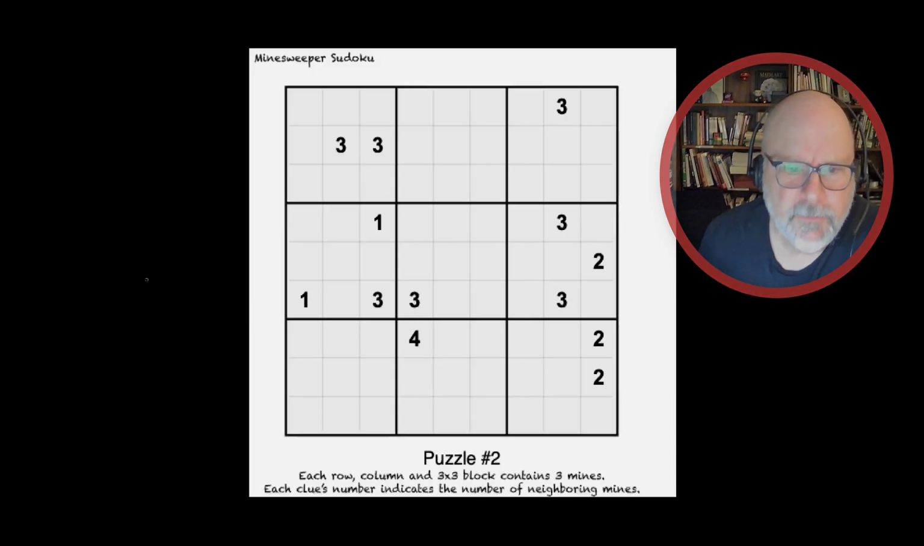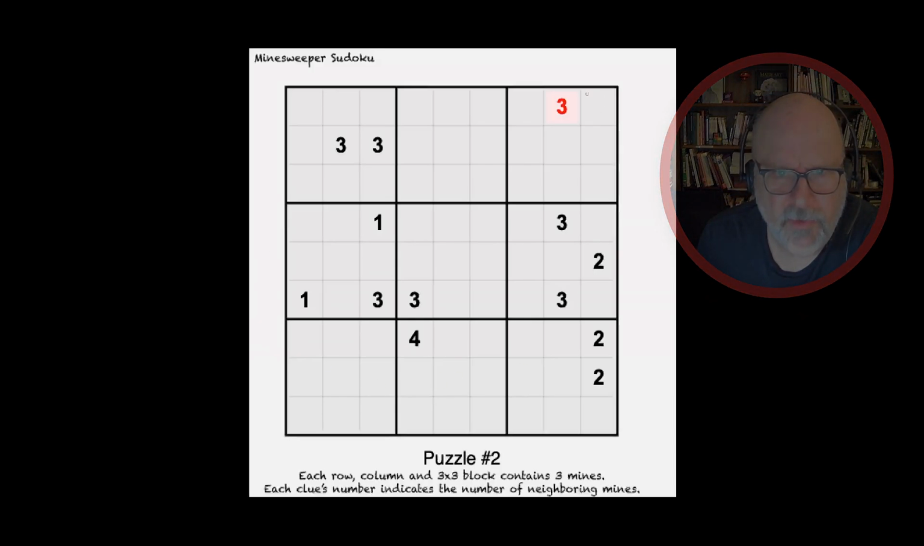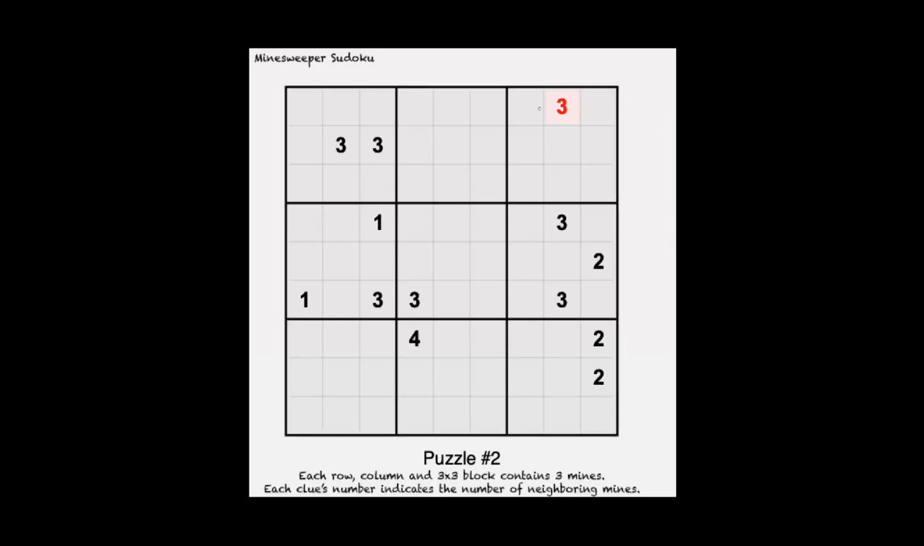So when I look at this puzzle, the first thing I notice is the 3 up in the upper right-hand corner. So just to remind you, this puzzle is basically like a game of Minesweeper. Each row, column, and 3x3 block will have 3 mines, and the clues indicate the number of adjacent mines to the square that the clue is in. So I know that there are 3 mines adjacent to this 3 somewhere in these 5 neighboring squares.